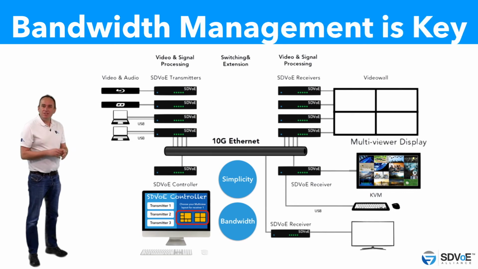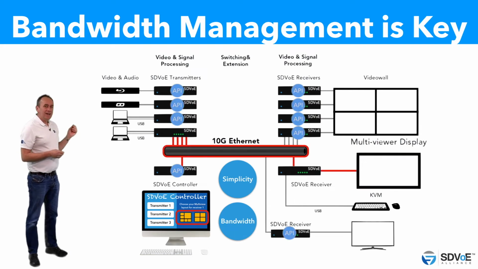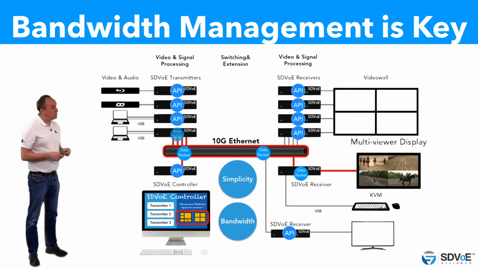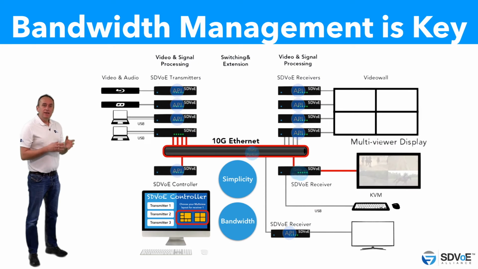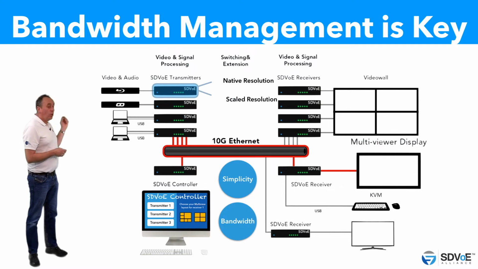Bandwidth management is paramount with multi-view. Remember, you're sending multiple video streams across a single network connection. The API needs to calculate how each stream needs to be scaled before it is sent. Each transmitter is capable of sending 2 video streams simultaneously, and only one of these streams can be scaled down. How that stream is scaled is determined by the controller.